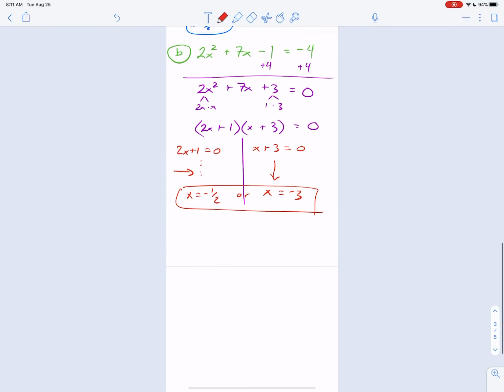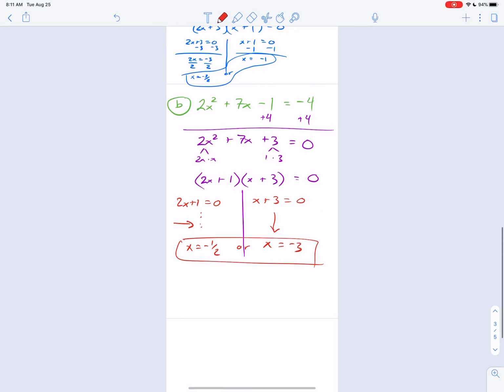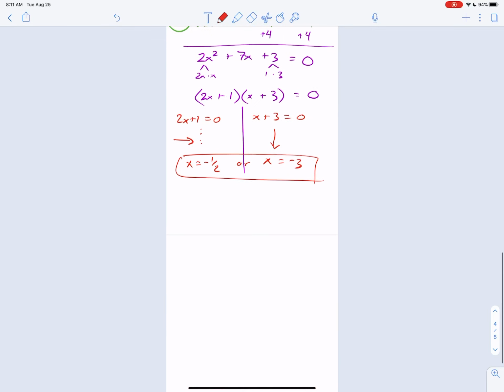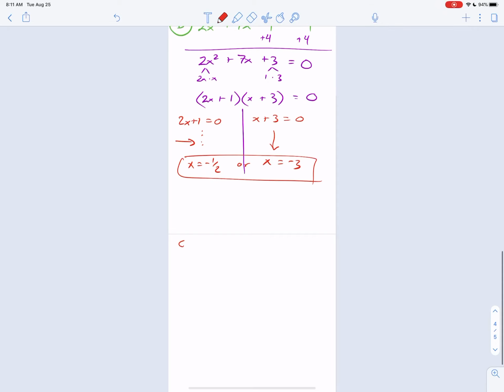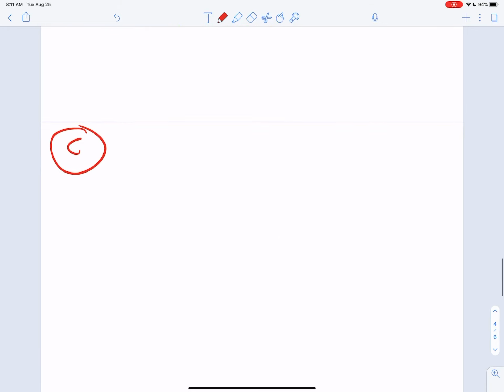Okay, here's an example. Let's do part C. Let's do something like this one. x squared plus 8x equals -15. Now, side note, they might use a different variable, but don't let that throw you off, okay? We use x because it's probably the most popular variable in math, even though we use the entire alphabet.